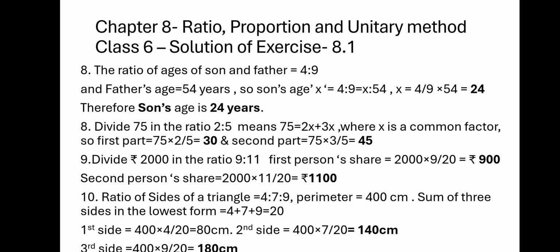Now the next question. Ratio of sides of a triangle is 4 is to 7 is to 9. Perimeter is 400. Now what is the meaning of perimeter? It is the sum of the sides. So first we will add all the terms of the ratio. 4 plus 7 plus 9, that is 20. And then we will divide 400 by 20 and multiply by 4 in first case. For first side it is 80. Second side 400 upon 20, that is 20 into 7, that is 140. And the third side is 400 into 9 upon 20, that is 180. Okay.